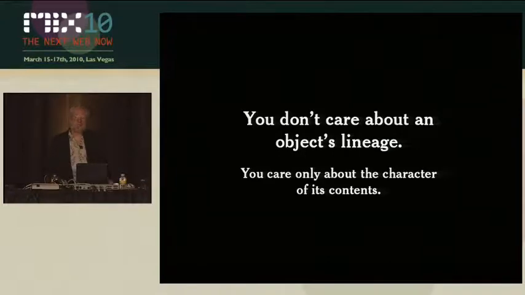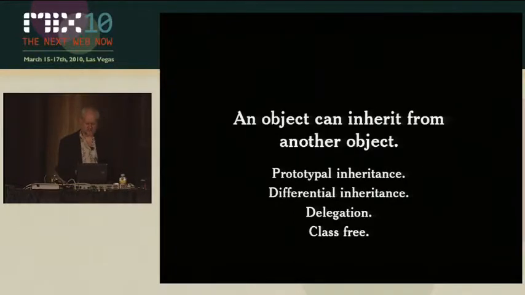Using JavaScript correctly, you don't care what an object's lineage is. You only care about the character of its contents. You don't care about what it inherits from. You only ask, what do you know how to do? And it'll do it for you. And reflection in the language is really easy, so that's an inexpensive question to ask. Objects can inherit from another object. This is sometimes called prototypal inheritance or differential inheritance, in that when you're setting up an object, you only have to specify how it is different from the object that it inherits from. That's sometimes also called delegation, where an object can say, anything I don't know how to do, ask that object to do it for me.